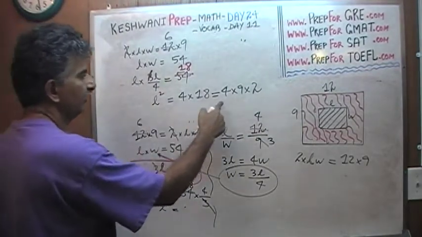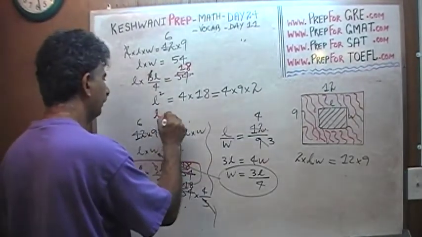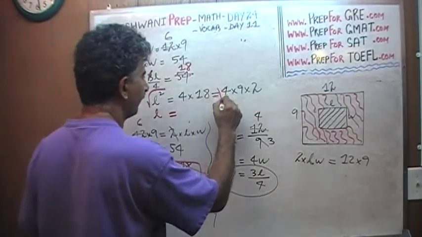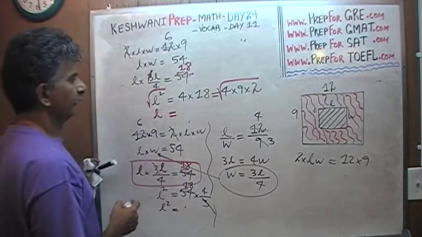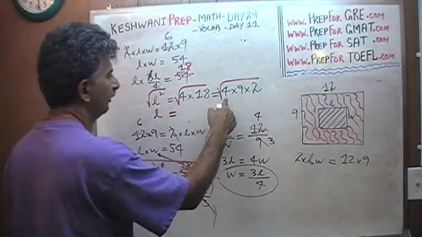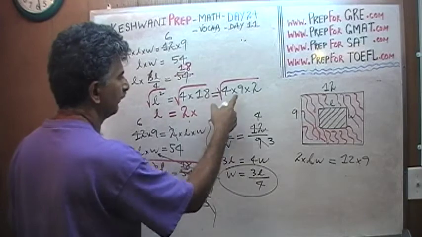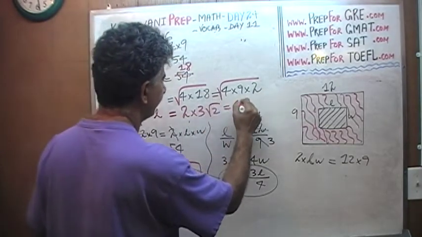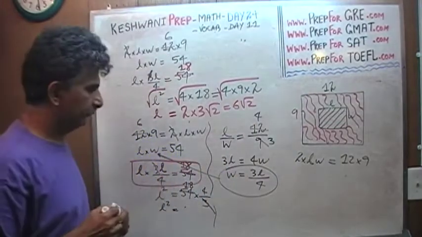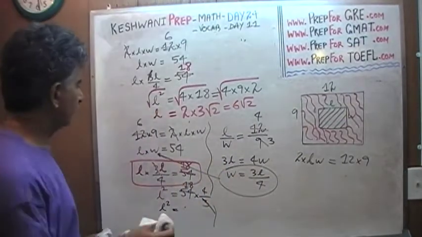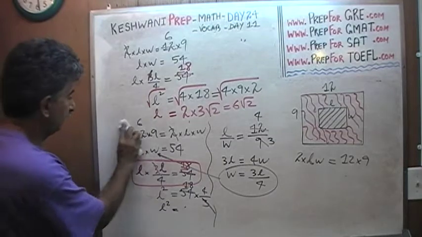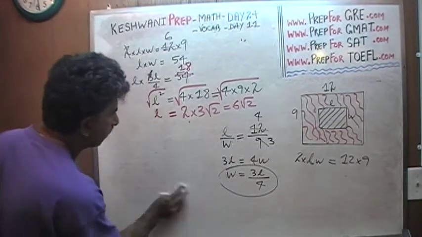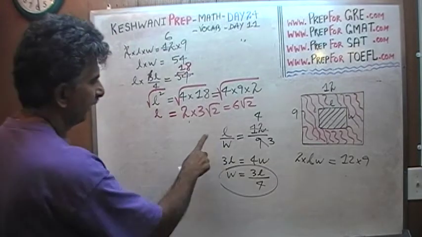If L squared equals 4 times 9 times 2, then L must equal the square root of this quantity. Square root of 4 is 2. Square root of 9 is 3, times 2, 6 square root of 2. There we go, that's it. Voila, we're done. The length equals 6 root 2. I'm going to erase this part, we don't need it. And that was your second equation here.